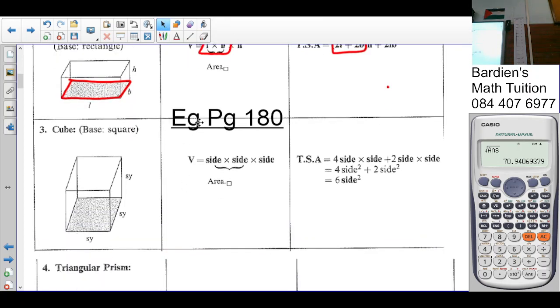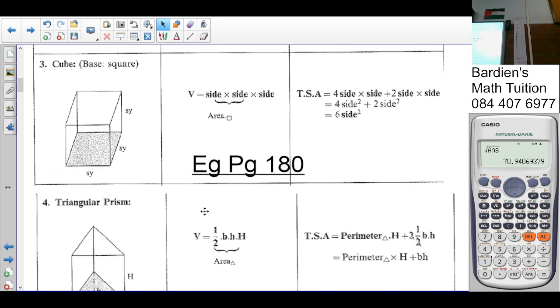Okay, then the next one is a cube. The square base. It's going to be side times side. This is the area of the base times height, which is another side. Or you can just say side cubed. For the total surface area, it's going to be the perimeter of the base. And how do you calculate the perimeter of a square?